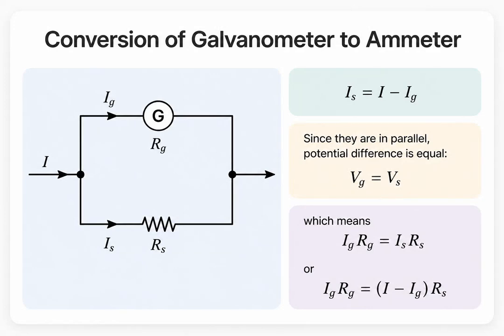Now, how do we adapt a delicate galvanometer to measure much larger currents? We convert it into an ammeter. To do this, we connect a very low resistance, called a shunt, in parallel with the galvanometer. Because the shunt has a much lower resistance, the vast majority of the current bypasses the galvanometer and flows through the shunt, protecting the instrument while allowing us to measure the total current using parallel circuit rules.